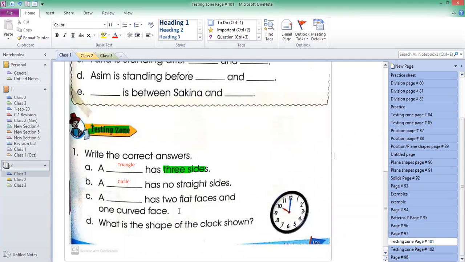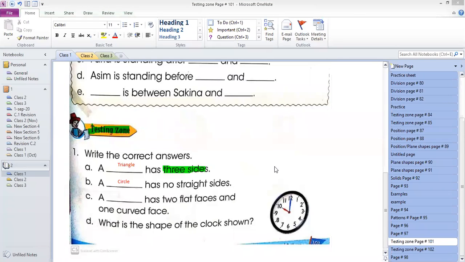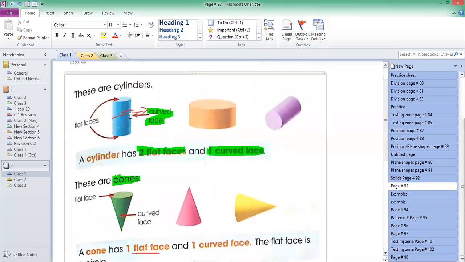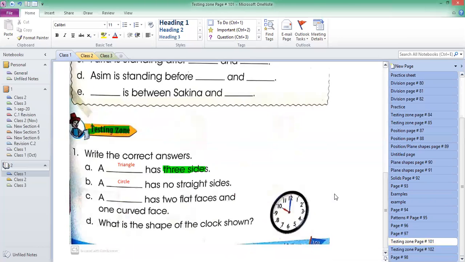Very good. Now they are talking about solids, guys. Which solid has 2 flat faces and 1 curved face? You can see here, guys, this is a cylinder. Cylinder has 2 flat faces and 1 curved face. So the answer is cylinder. We have already discussed that.